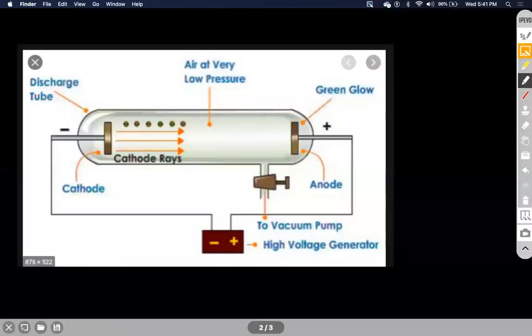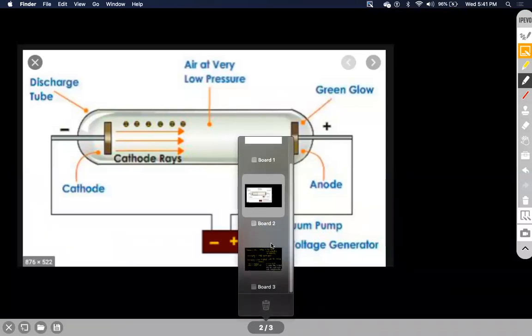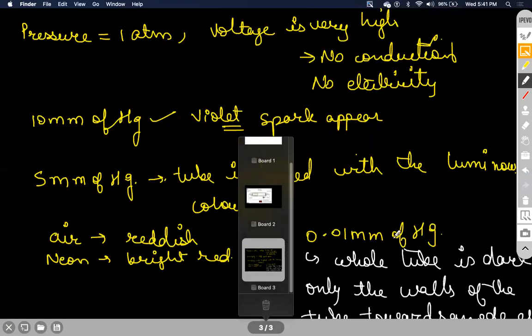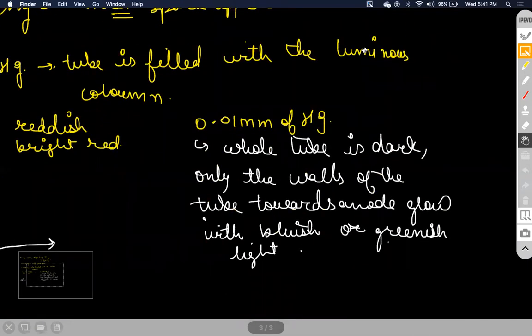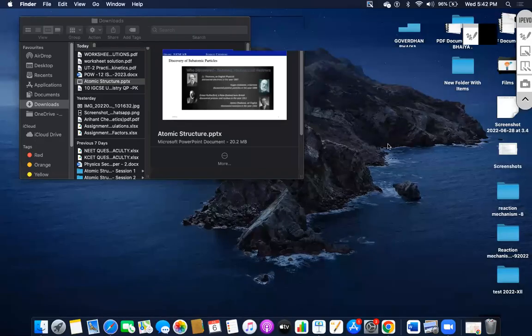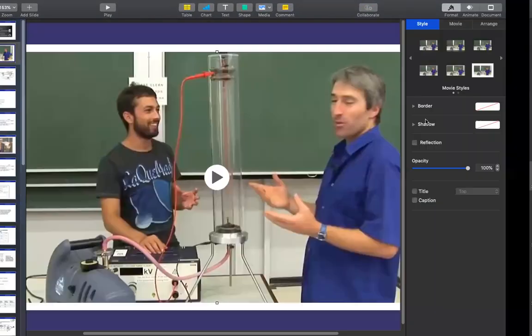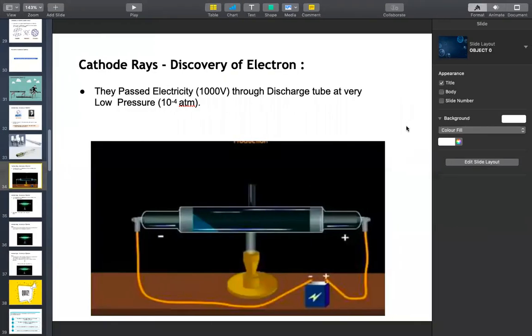What you have written? When the pressure is so low, around this mm of Hg, the whole tube will be dark. Only the walls of the tube towards the anode glow with a bluish or greenish light, though the light depends on the nature of the gas. Did you get a little bit about this? Yes or no? Any doubt? No doubt?